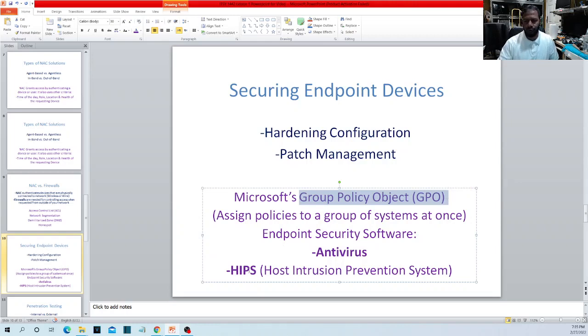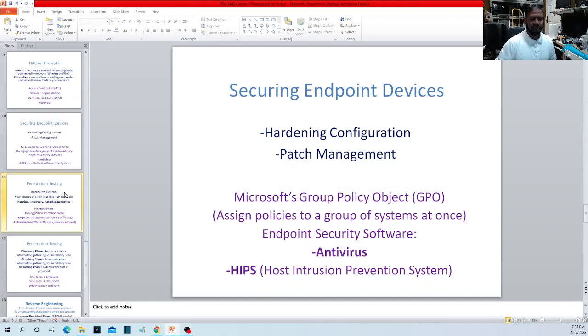Okay, what is HIPS? Just think of IPS first, intrusion prevention system. In this case, it's a host, H for host, meaning the endpoint. So on a computer or a tablet or whatever your end device is, you install some software that is going to prevent intruders from coming in. Okay, that's HIPS.